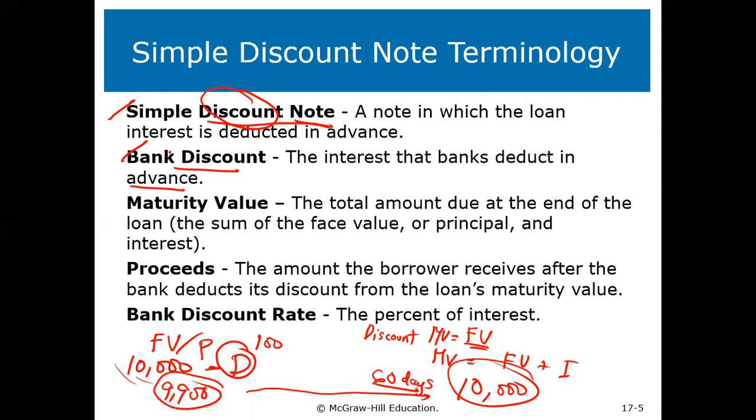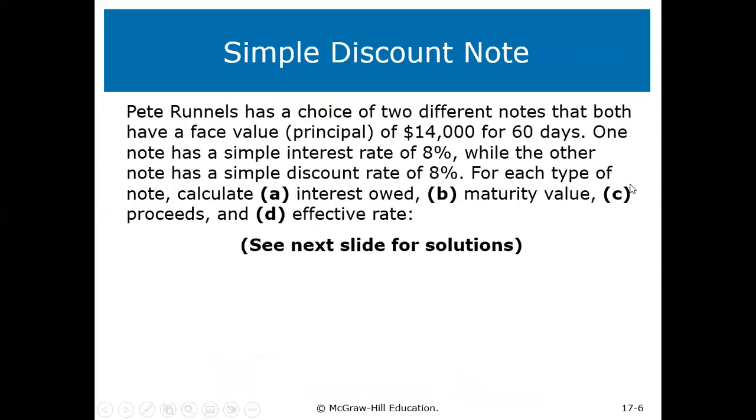So it's used when you have a discount, when you have a simple discount note. And the bank discount is the rate of interest. Okay, so I hope that's clear, class. Since we have defined these terms, I hope it's clear to us what these terminologies mean. Okay, so let's have an example.